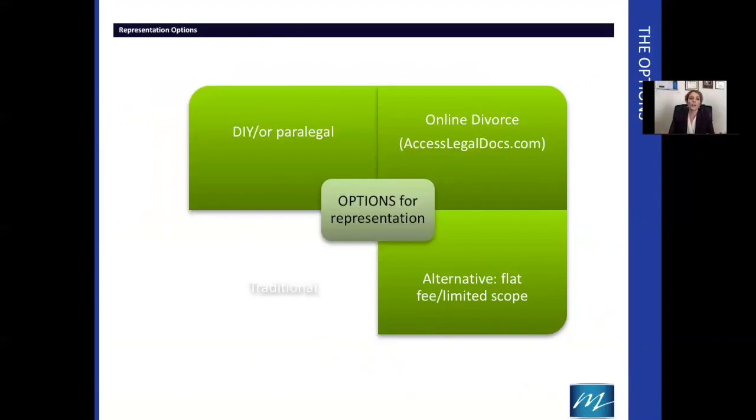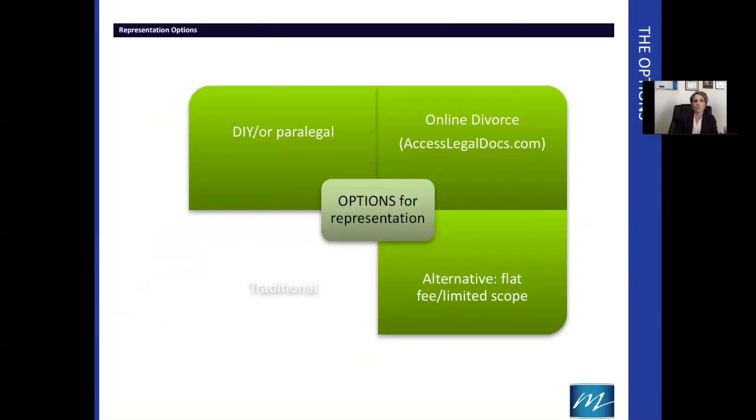Then you've got an alternative use for attorneys, where you're using them on a limited scope project basis, but not handing over a retainer and saying, do everything. And then the traditional approach is what we do most often. And it's kind of the full service concierge, wrap you in a bubble, take care of all your problems approach.